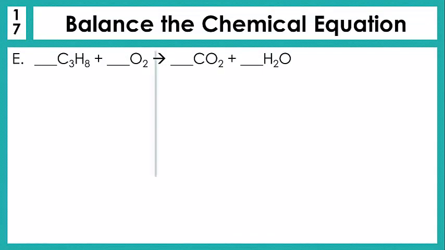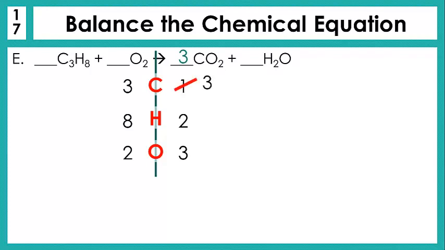The last one, I've got carbon, hydrogen, and oxygen. So 3 carbons, 8 hydrogens, and 2 oxygens. And on the other side, I've got 1 carbon, 2 hydrogens, and 3 oxygens. So to balance this out, first thing I'm going to do is put a 3 in front of the CO2.